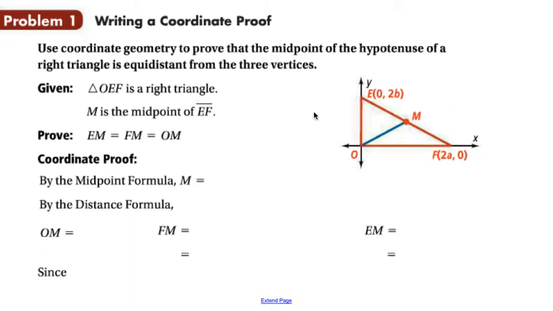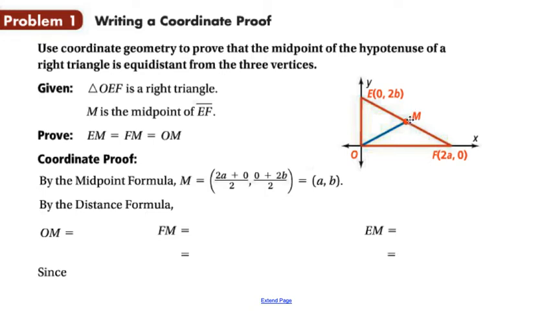So here we go. By the midpoint formula, we first of all need the coordinates of M, which is the midpoint. If we use the midpoint formula, we will get (a, b). The way we do that is we take each of the coordinates of E and F, add them together and divide by 2, so you'd have (2a plus 0) over 2, (2b plus 0) over 2, and then if we divide each of those by 2 we get (a, b). So those are the coordinates of the midpoint.